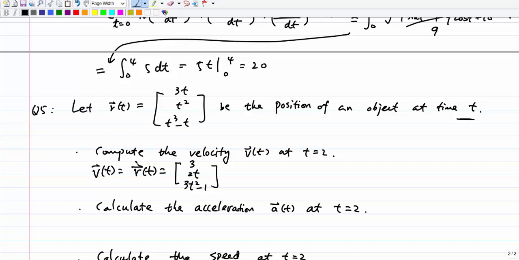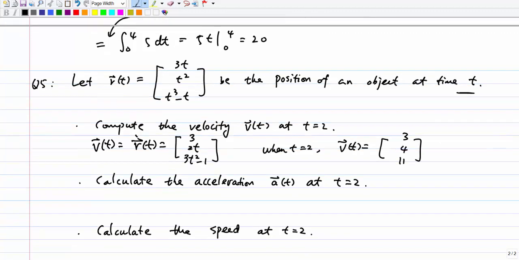So then we can replace t by 2. My velocity is, just replace everything by 2. The first one doesn't matter, it's still 3. The second one is 2 times 2, which is 4. The last one is 3 times 2 squared. 2 squared is 4, 3 times 4 is 12, 12 minus 1 is 11. So that's the velocity at 2.